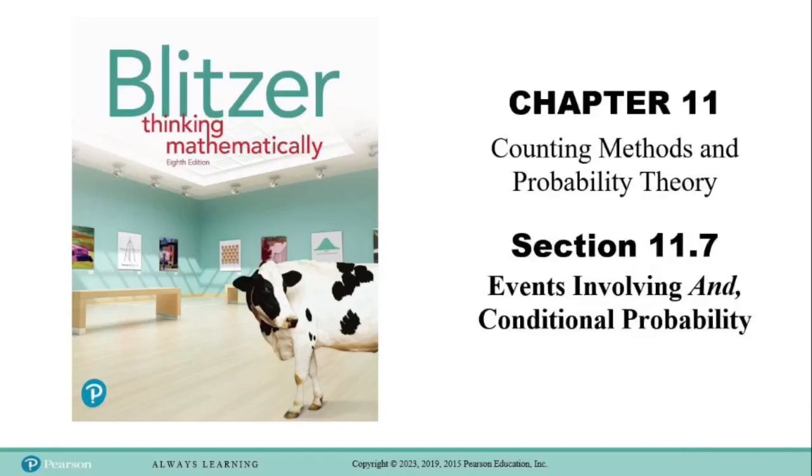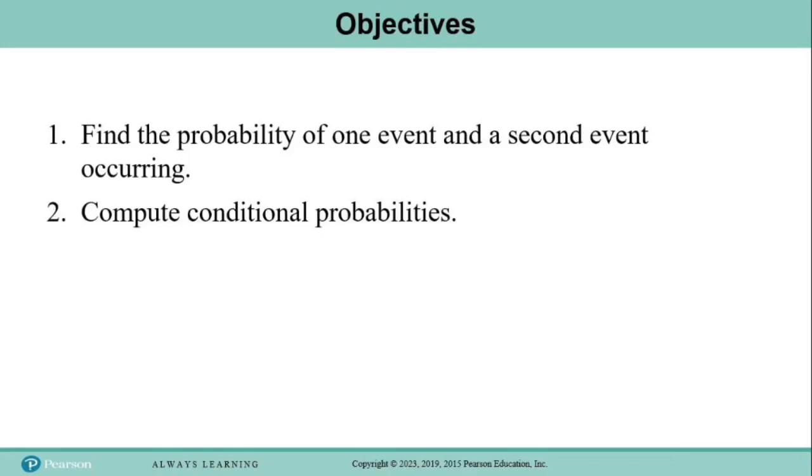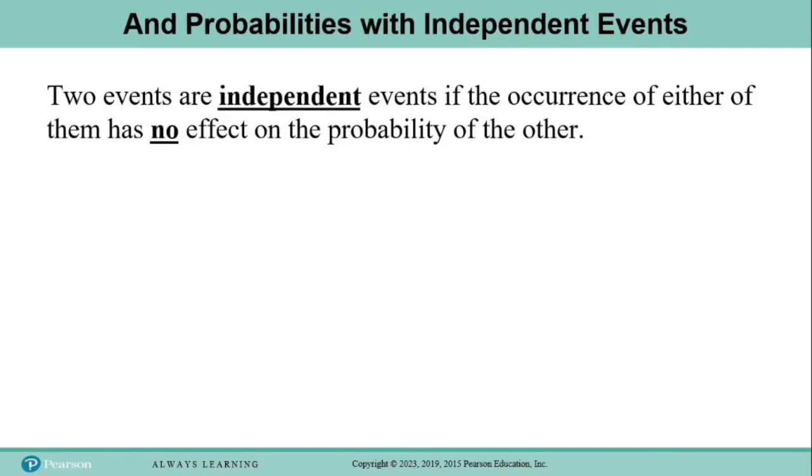Today we are finishing Chapter 11 with Section 11.7, and we're going to be looking at events involving AND, and we will also work with conditional probability. So basically those are our two objectives. We will find the probability of one event and a second event occurring, and then we will talk about how to compute conditional probabilities. So let's just jump right into it.